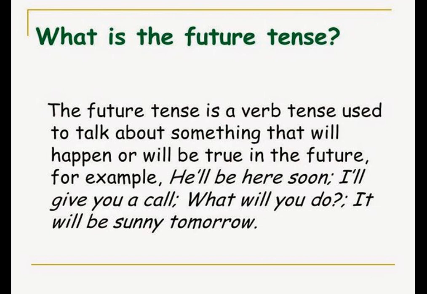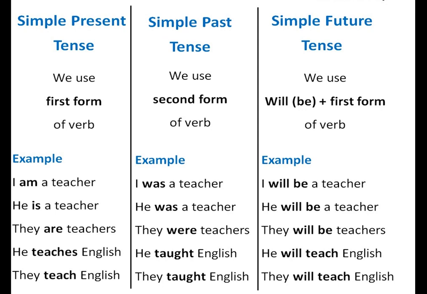Now here are some examples we can see of all three tenses: the simple present tense, the simple past tense and the simple future tense. Always remember, in the simple present tense we use the first form of the verb, and in the simple past tense we use the second form of the verb. See, in the example it is given very properly. And in the simple future tense, we use "will be" plus the first form. These are some points which you have to remember, so that we can identify the sentences very easily.